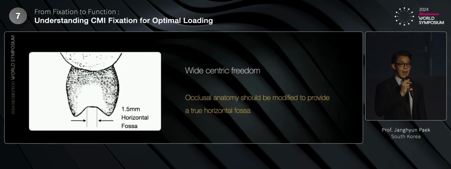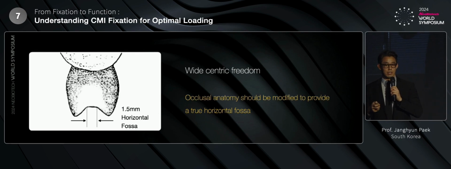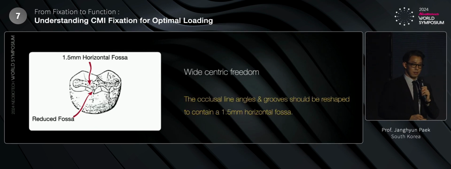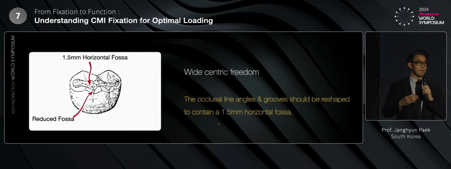And also, we have to provide some type of wide-centric freedom in occlusal anatomy. Occlusal anatomy should be modified to provide a true horizontal fossa. The occlusal line angles and grooves should be reshaped to contain a horizontal fossa. This is very important if the patient has an immediate side shift of the mandible so that there can be lateral interferences. So we have to provide some type of occlusal freedom.